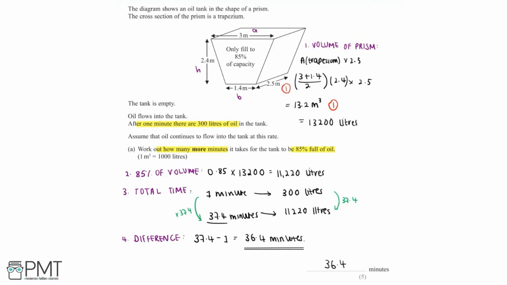The third mark in part A is for finding 85% of the total volume. We then get our 4th mark for finding the total time taken for the tank to contain 11,220 litres, and we found that this value was 37.4 minutes. And finally, the 5th mark is for finding the difference between 37.4 and 1, and for therefore getting a final answer that it takes 36.4 more minutes for the tank to be 85% full of oil.